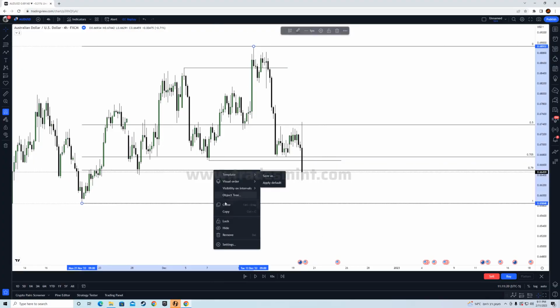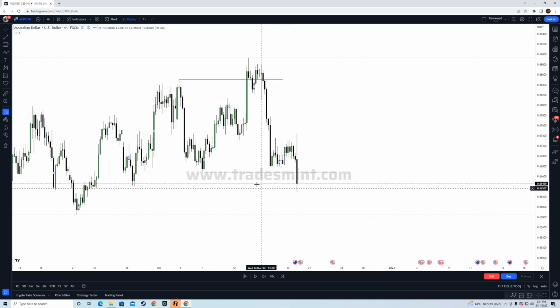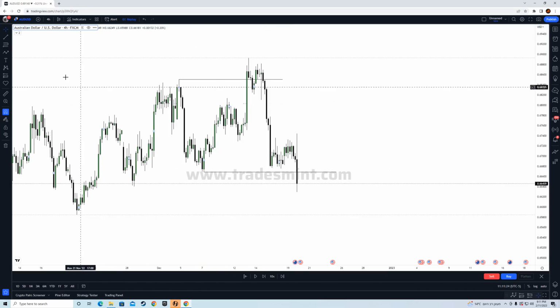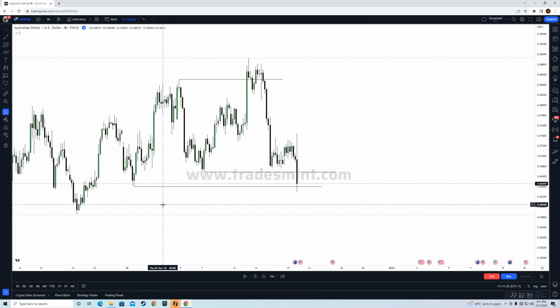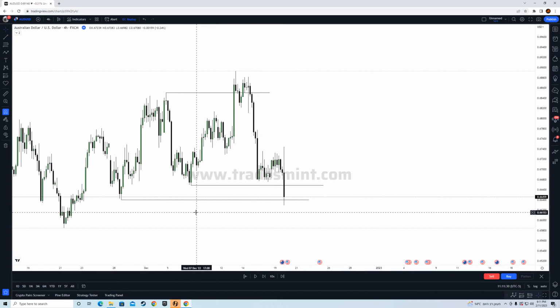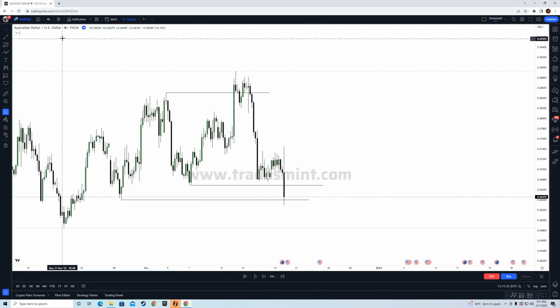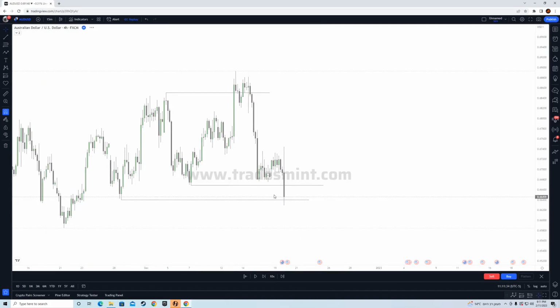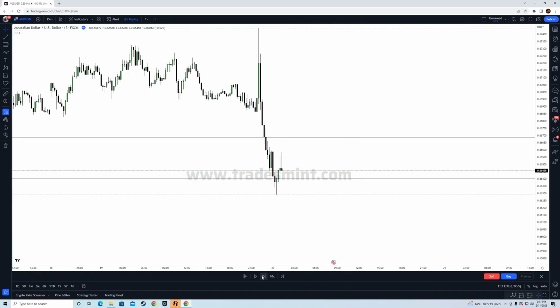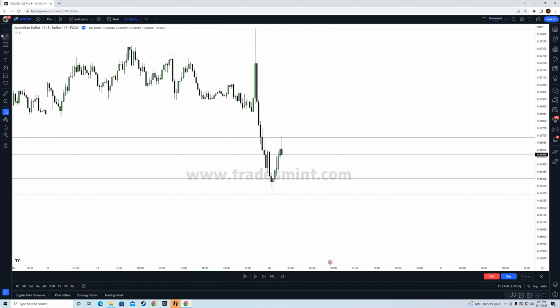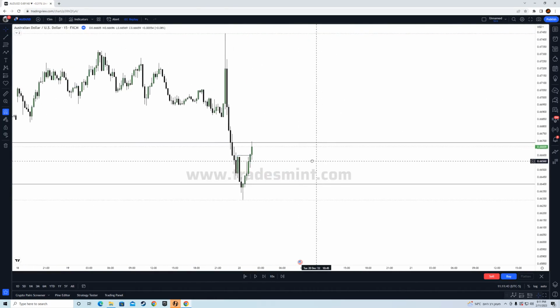So now what we can do is look for market structure shift, and you can see that price also took out this low. So this could be a great sign. Okay, so let's drop down to 15-minute time frame and look for market structure shift. And there we have our market structure shift.